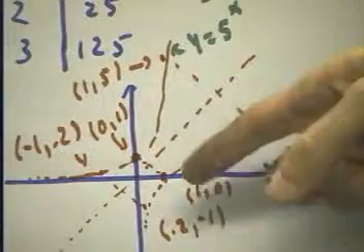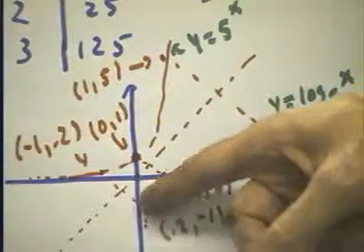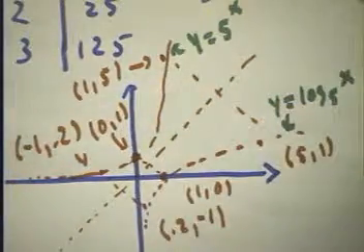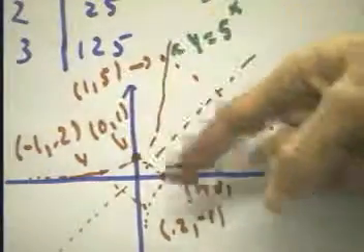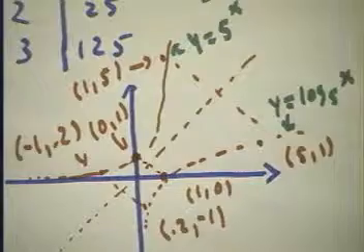When we reverse coordinates, -1, 0.2 becomes 0.2, -1. So we come over 0.2 and down 1, and we end up with a point down here, 0.2, -1. 0, 1 reverses to 1, 0. 1, 5 reverses to 5, 1.